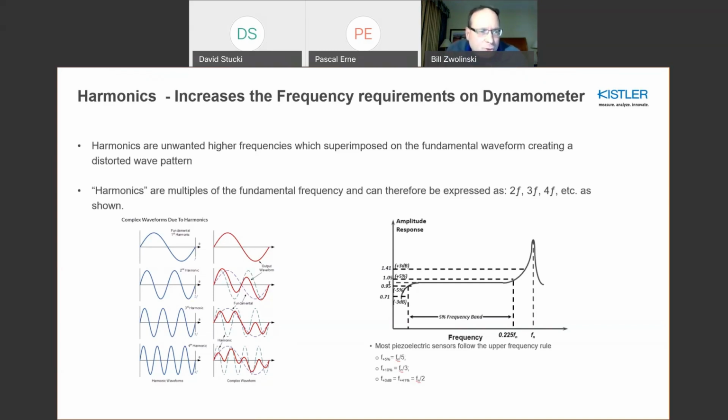Harmonics are basically integer multiples of the fundamental, and as such, it's going to really push out your frequency demands on the dynamometer or on your force measurement system. So it's often good to understand what your harmonic requirements are and then feed that into your requirements on the force measurement side. And again, you can use these rules that we established earlier relative to the natural frequency and the 5% and 10% frequencies.